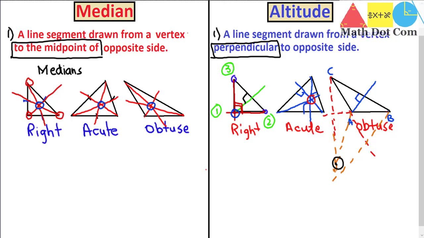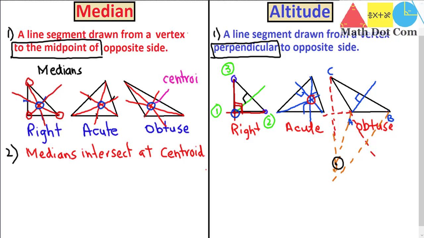So median and altitude differ in terms of their intersection. The altitude should intersect at 90 degrees and the median should intersect at the midpoint of the opposite side. Another difference between them is the point at which all these 3 medians intersect each other. Medians intersect each other at the centroid. The word is centroid. That means this is the centroid. Same is the case for this, this is centroid and this is also centroid.